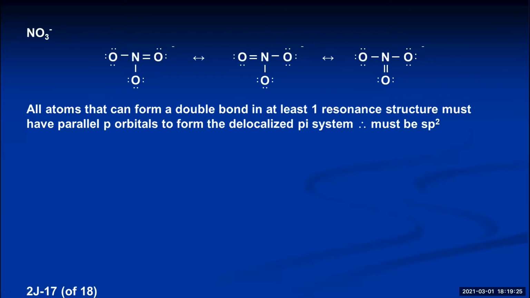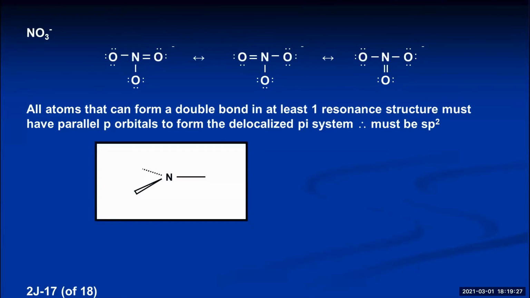So here's what the ion actually looks like. The nitrogen in the center is sp2 hybridized. I draw its 3 sp2 orbitals, trigonal planar. It has a p orbital sticking above and below. So if you're going to have resonance, that means all of the oxygens that can make a double bond with the nitrogen have to have p orbitals that are parallel to the nitrogen's p orbital. They have to look like this.